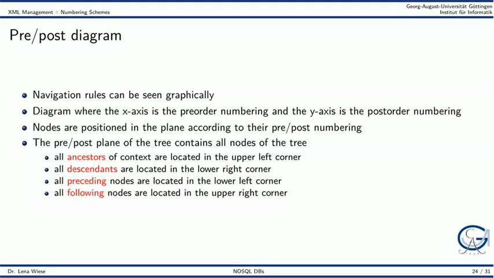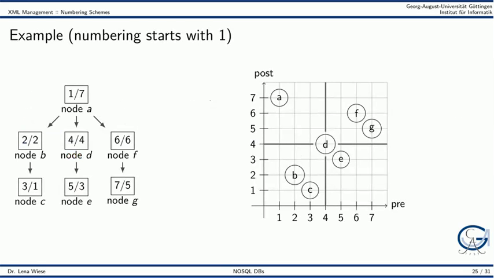The combination of pre- and post-order numbering can be shown by a diagram where the x-axis is the pre-order numbering and the y-axis is the post-order numbering. We now position all nodes of the tree in this plane according to their pre- and post-order numbering. When the self node is the center, we can now locate all ancestors, descendants, preceding and following nodes. Here is an example of combined pre- and post-order numbering.